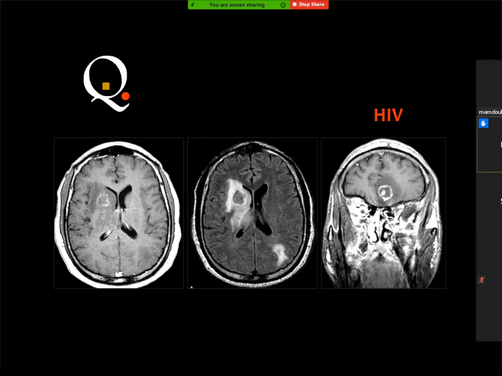Multiple study of MRI, axial T1 post contrast, FLAIR and coronal. I think this is post contrast also. On the axial there is ring enhancement seen in the post contrast. On FLAIR, there is evidence of edema noted exactly at the body of the caudate nucleus, right side, with compression of the lateral ventricle.